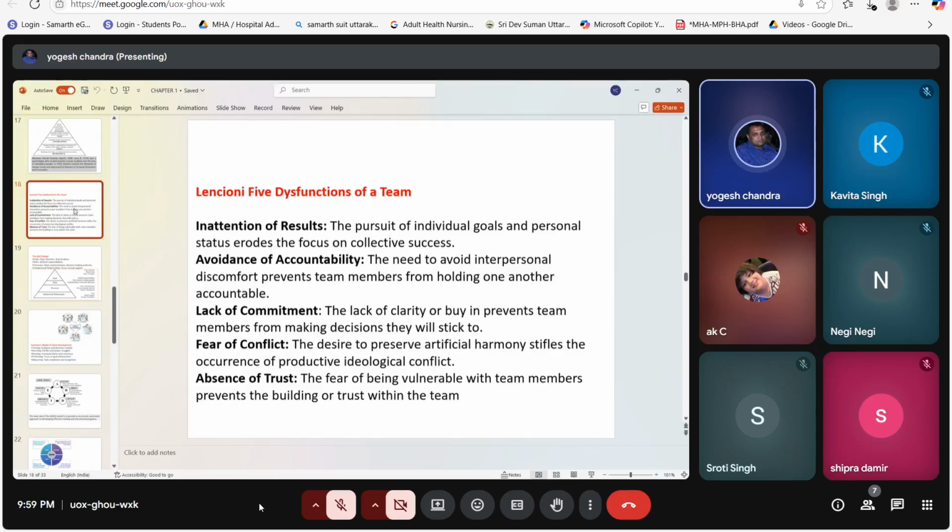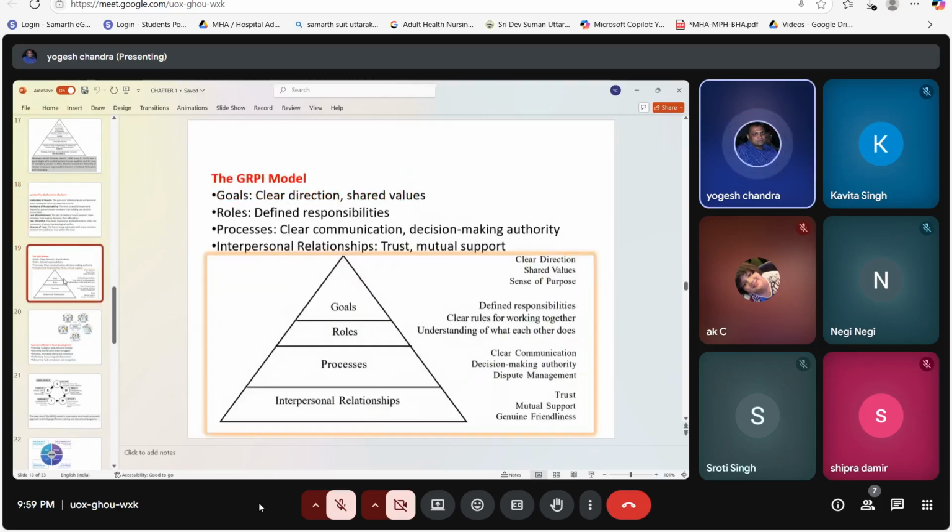Then absence of trust. Over a period, sometimes it also happens that a stage of absence of trust comes. So as a leader, you have to see all these things and try to address these problems to maintain the team at least till the completion of the job.